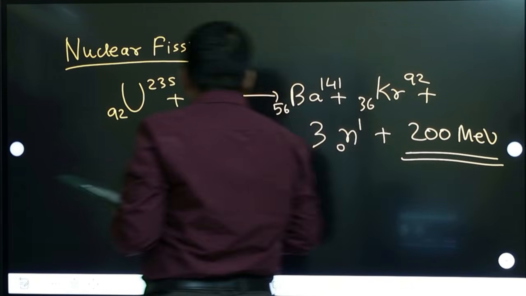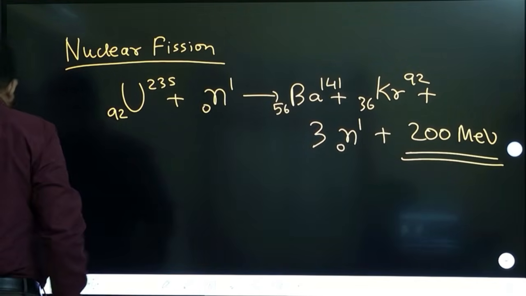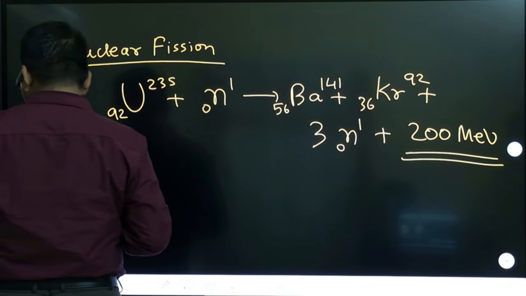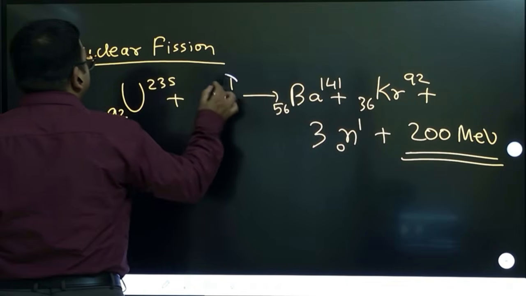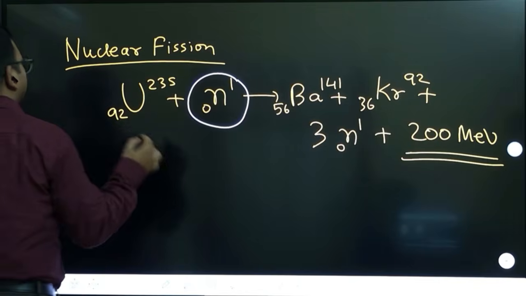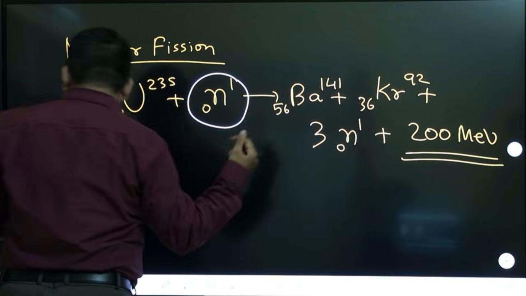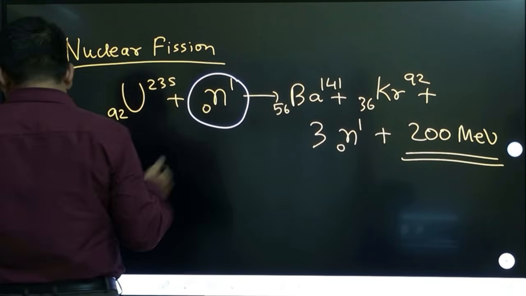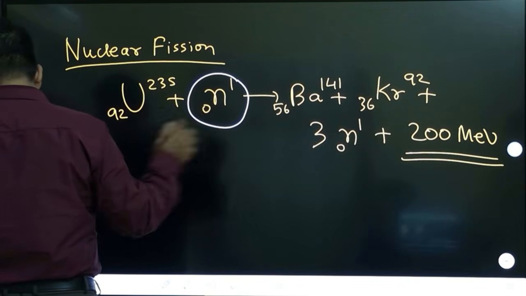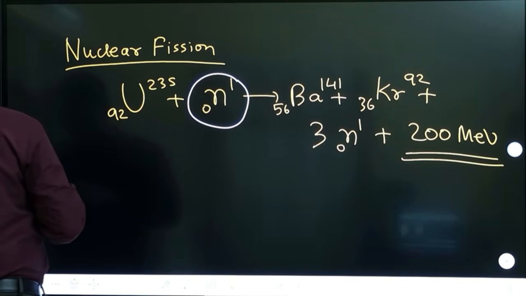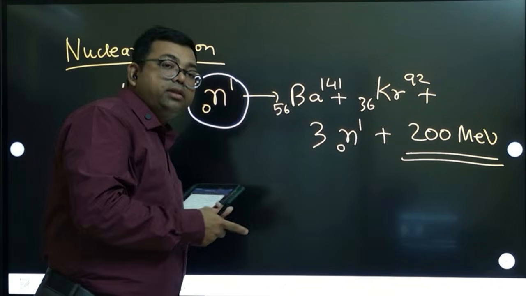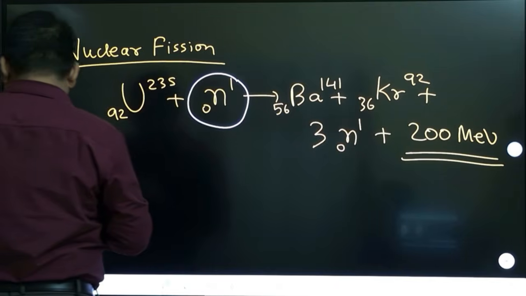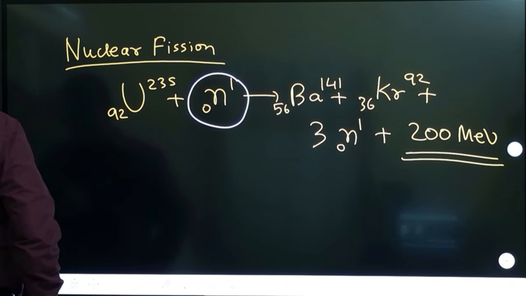This we must remember, they will not give it in the question. So what happens is that this neutron bombards this nucleus, and one neutron is producing three neutrons. A heavy nucleus is split into almost equal parts. A large amount of energy is released. Sometimes instead of barium and krypton, they may break into some other nuclei also. That is also possible.